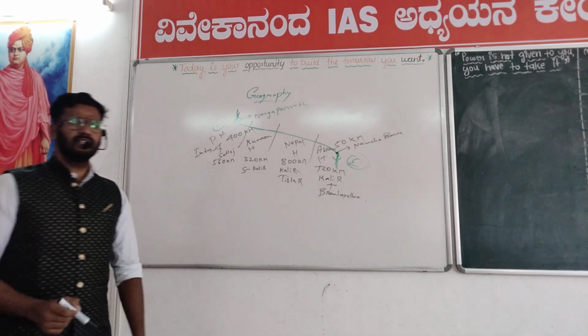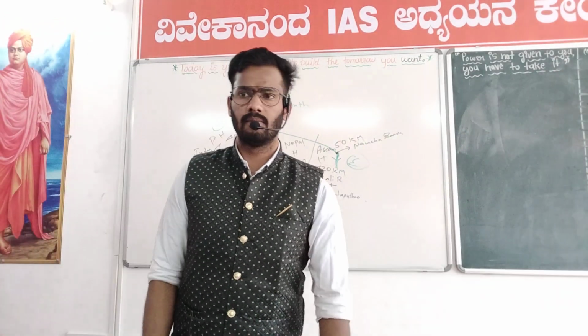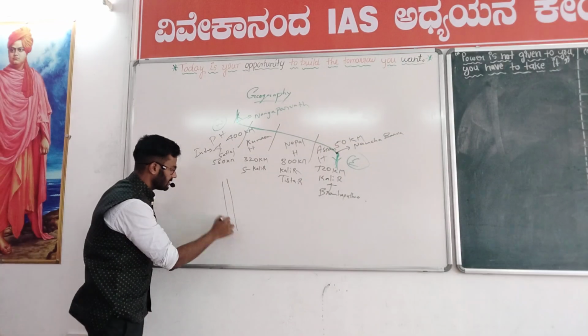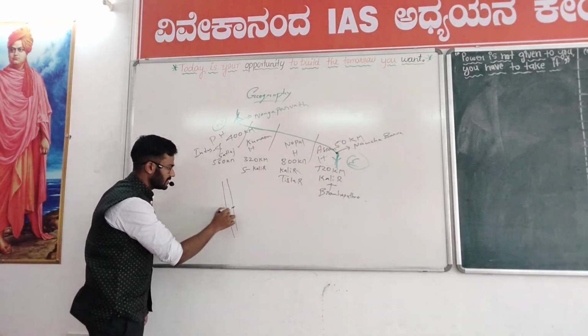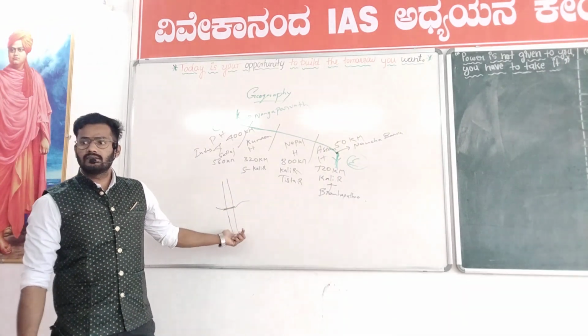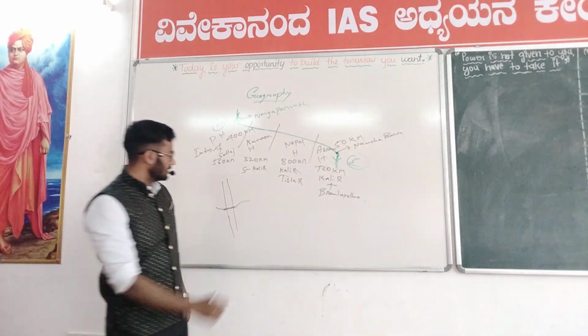And there is a pass. What is a pass actually? Consider this as a guard. There is a space for movement, right? This is a pass. There is a pass in Sikkim called Nathula Pass. That is very important.